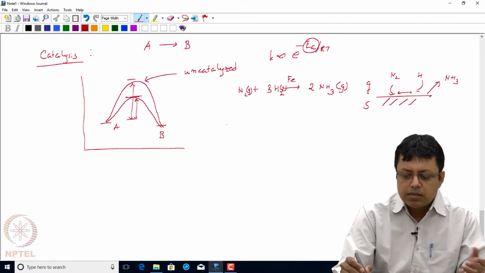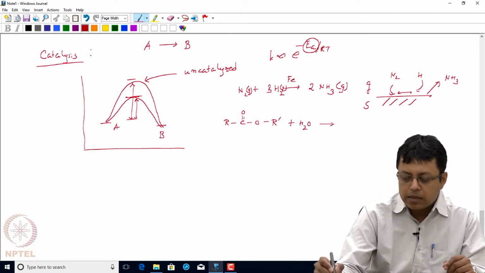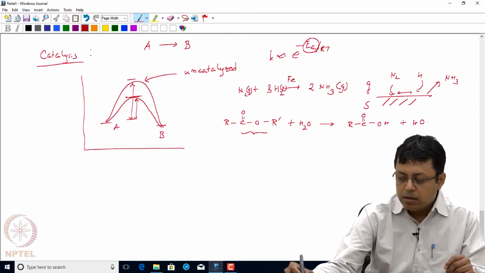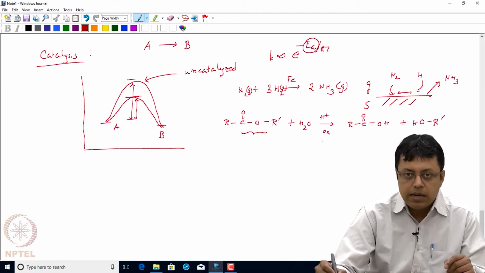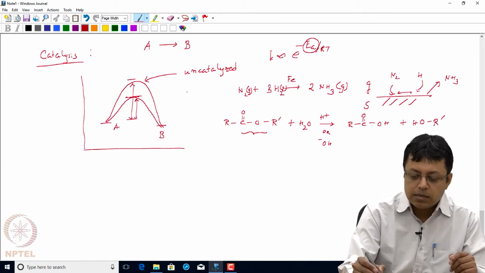Examples are acid-base catalysis. For example, you can have any ester, RCOOR', and water can hydrolyze this ester bond, and you can get the acid and the alcohol back, which is nothing but the addition of a water. But this is catalyzed either by H+ ion, or basically any acid, or by an OH- or a base. So these are examples of homogeneous catalysis.